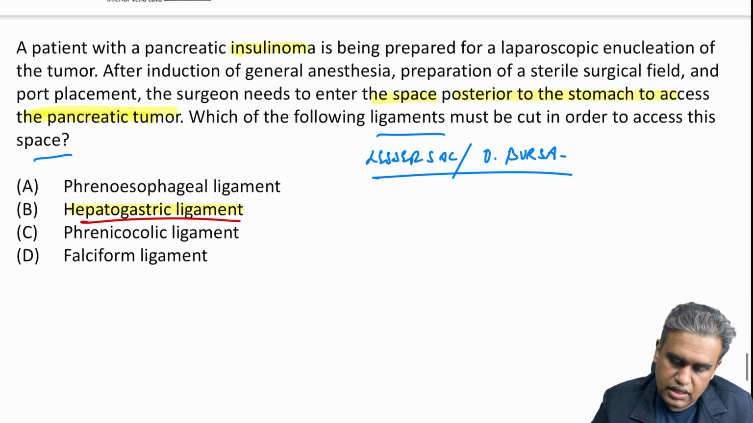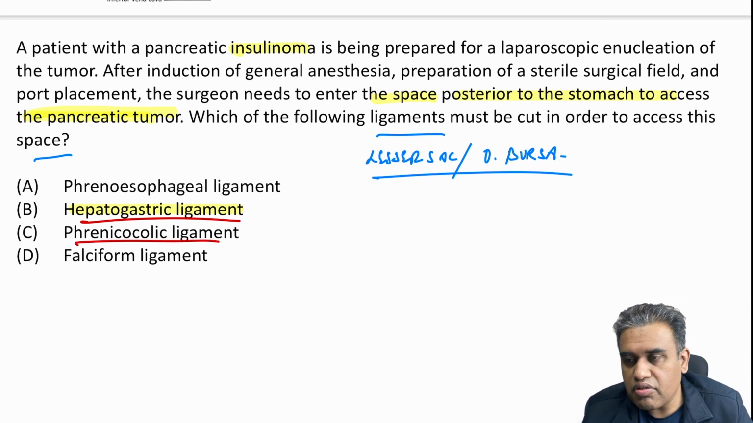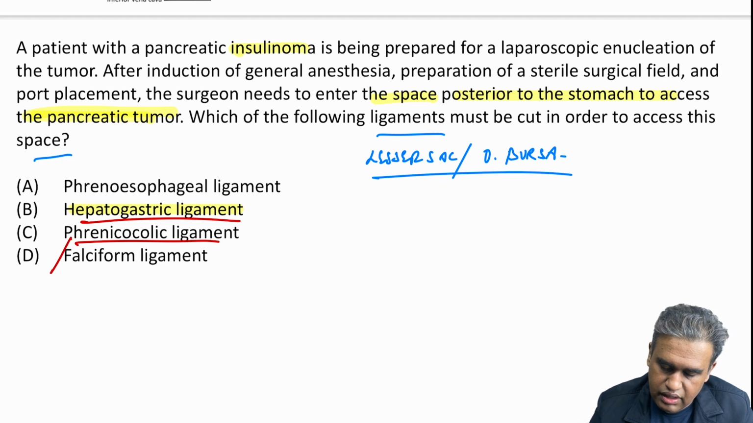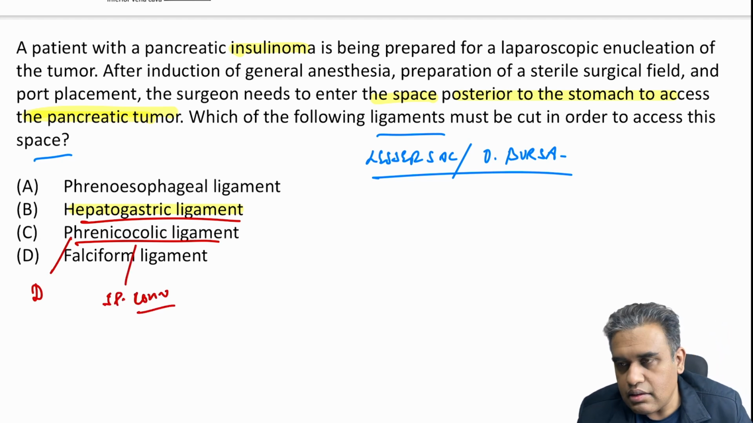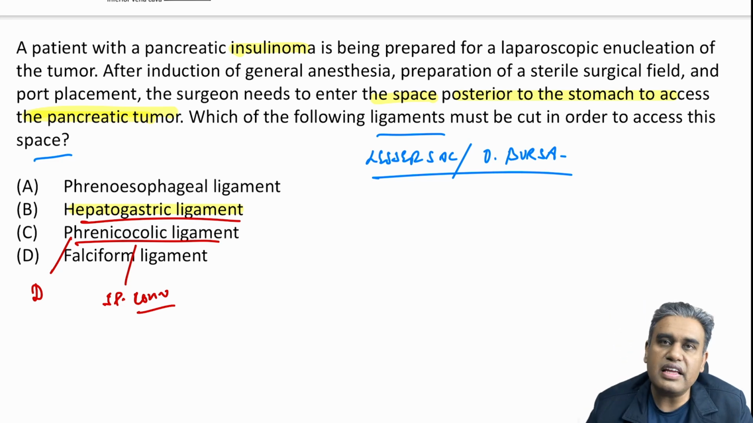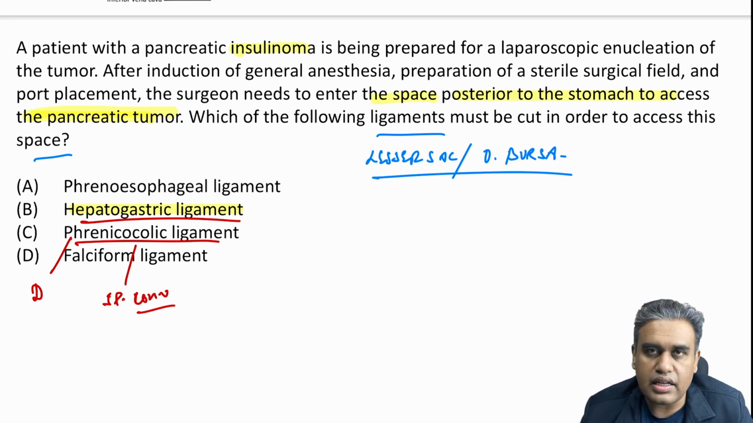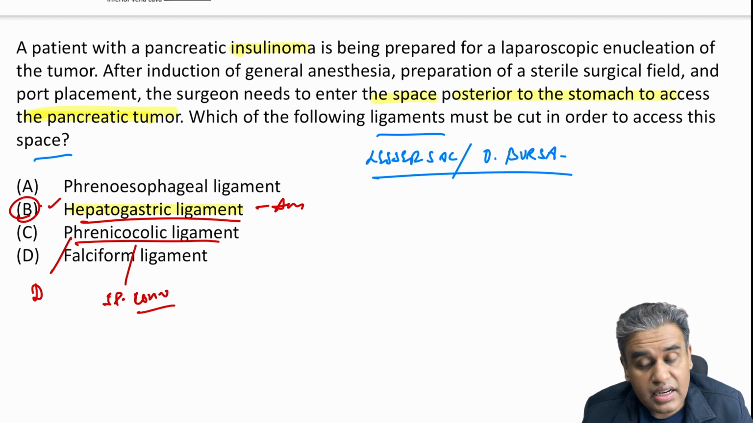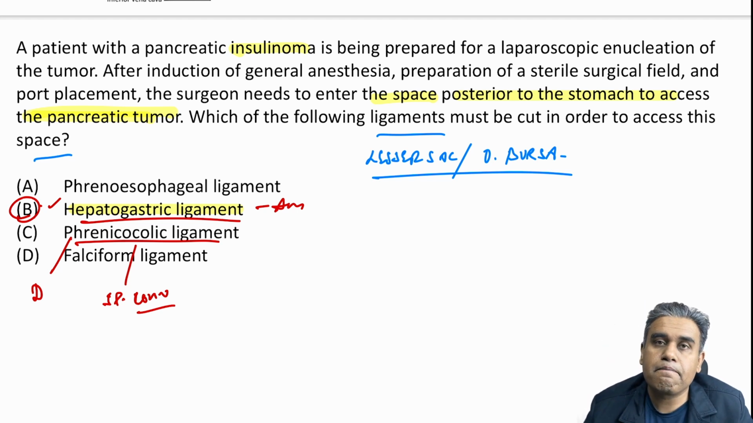Other option over here is phrenicocolic ligament. Now, phrenicocolic ligament is between the diaphragm, phrenic meaning diaphragm, and colic, you have the splenic flexure of the colon. Again, it helps while mobilizing the spleen, not to enter into the lesser sac directly. And finally, falciform ligament, it's connecting the liver to the anterior abdominal wall. So therefore, the answer over here is option B, that is our hepatogastric ligament or lesser omentum.